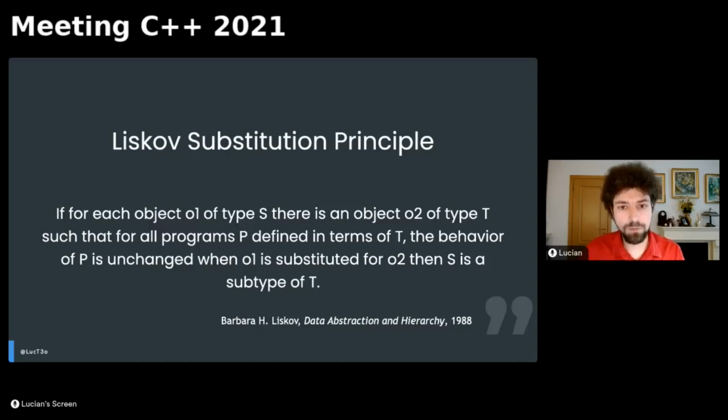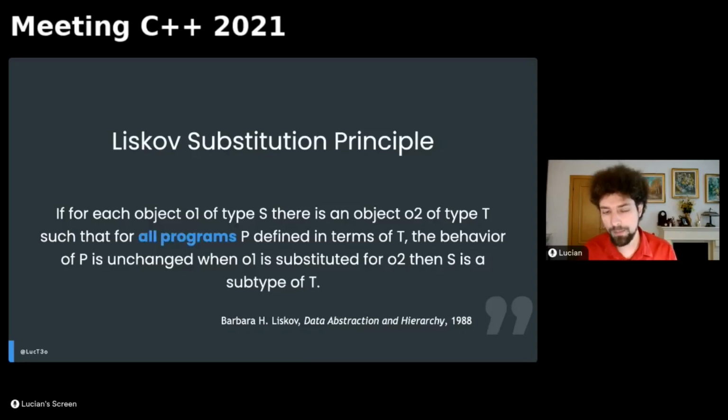And for reasons that will be apparent in a moment, I'm going to stress on these all programs, right? So when we think about subtype relationship between two types, S and T, or between base and derived, we should think about it in the context of all programs, not just one particular subset of a program, but all programs, more than one program.